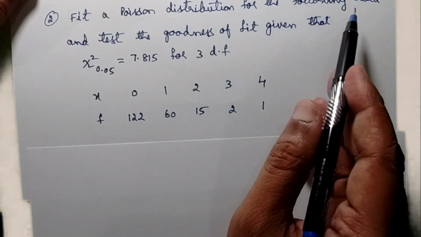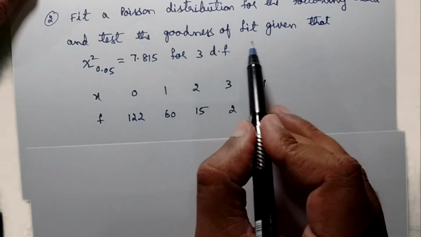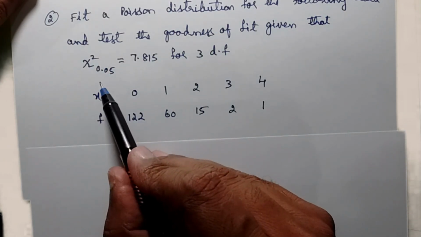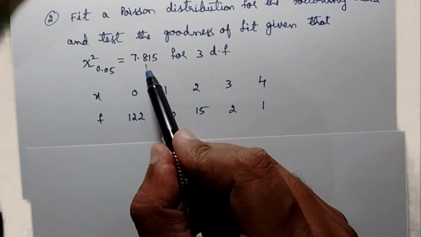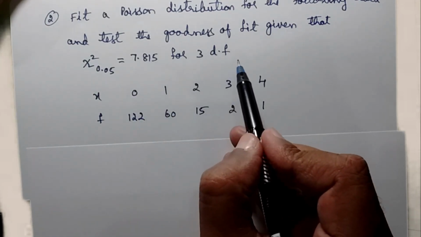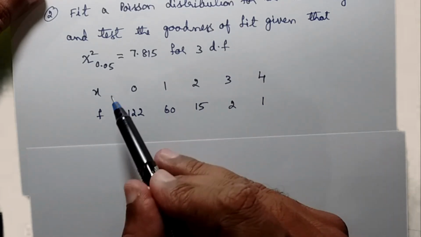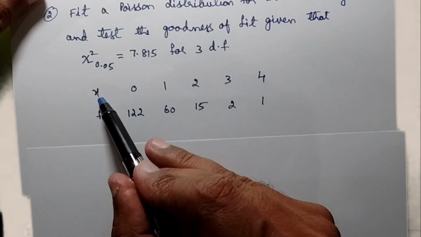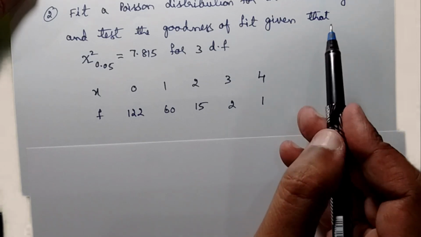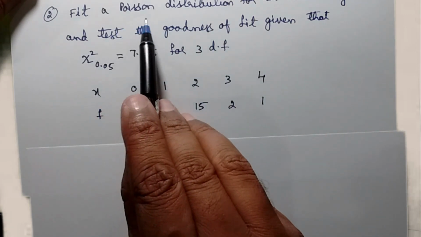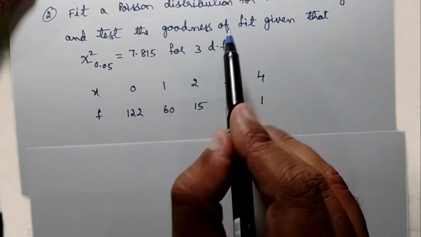Fit a Poisson distribution for the following data and test the goodness of fit given that chi-square for 0.05 is 7.815 for 3 degrees of freedom. So the values of x and f are given over here. So using these values of x and f, we will try to calculate the theoretical frequencies using the Poisson distribution.